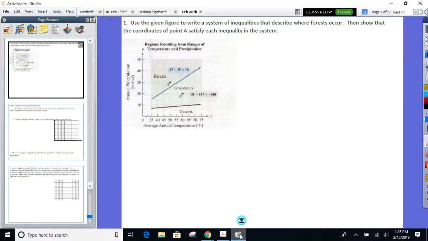Today, you are going to have to come up with the inequalities on your own and graph them and shade them. All right, but you got to come up with them on your own. So very introductory one here, number one.